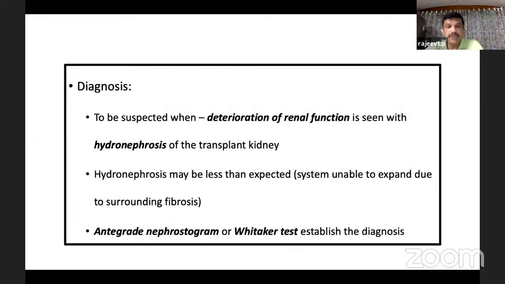Diagnosis: it should be suspected when there is deterioration of renal function without hydronephrosis of the transplant kidney. Hydronephrosis is less than expected. This is because the system is not able to expand because of the surrounding fibrosis. Antegrade nephrostogram or Whitaker test will establish the diagnosis.